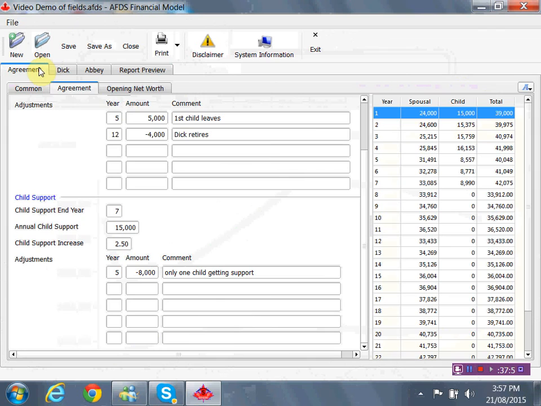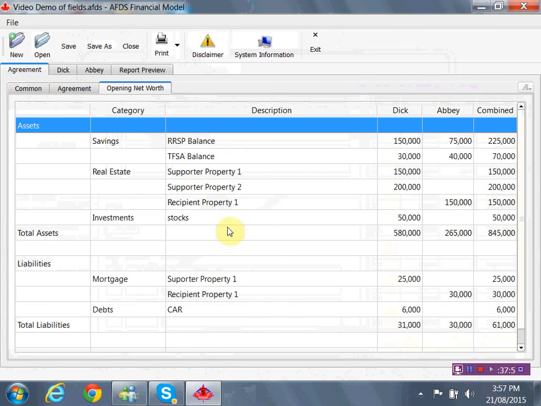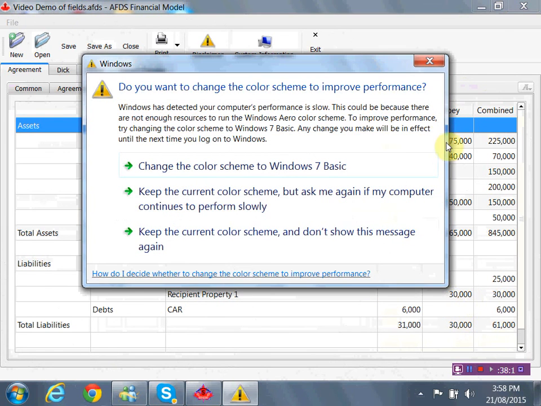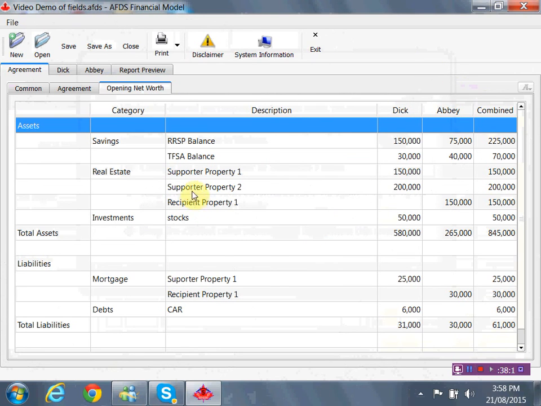If we go back to the agreement tab, we could click on opening net worth, and here we get a summary of who has how many RSPs in the various names. They're tax-free. Here we're showing the supporter's property and the recipient's property, stocks, which is the vital, and then here's the mortgage amounts and that sort of thing. So basically that gives you an overview of all of the different fields and what the program can do.